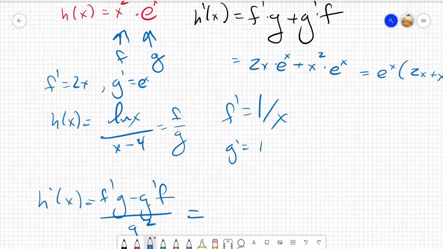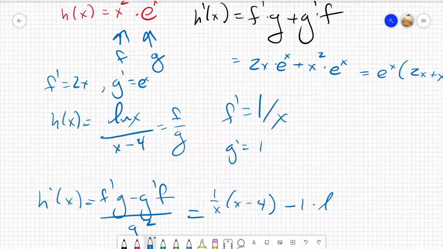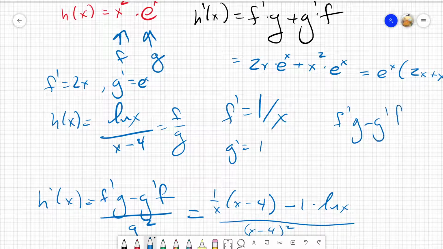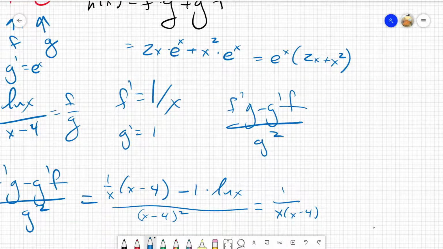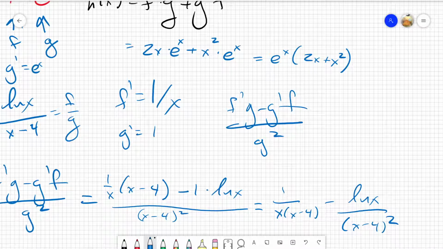The derivative of f of x is 1 over x. So this is 1 over x times x minus 4 minus 1 times the natural logarithm of x all over x minus 4 quantity squared, because this is f prime g minus g prime f all over g squared. And so this works out to something like 1 over x times x minus 4 minus the natural log of x over x minus 4 quantity squared.